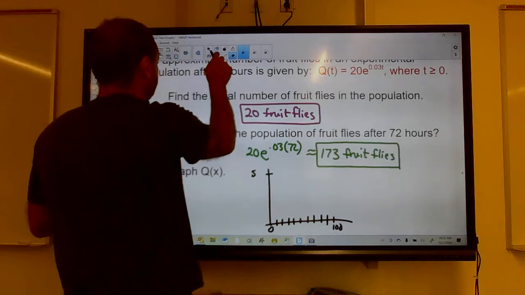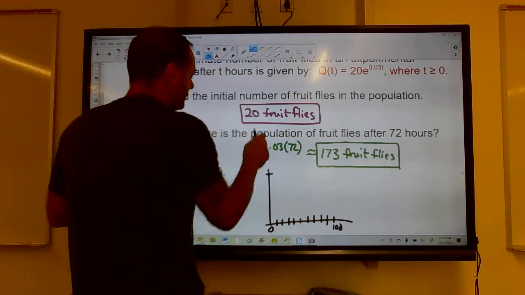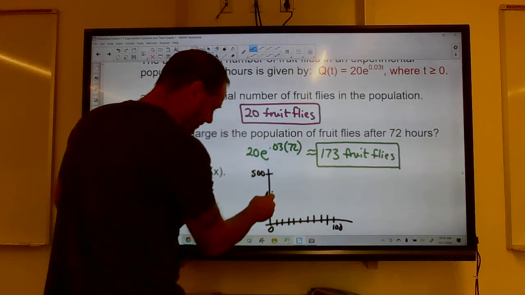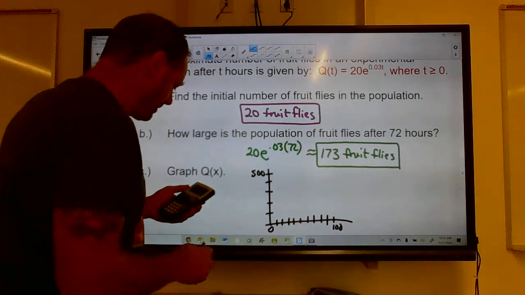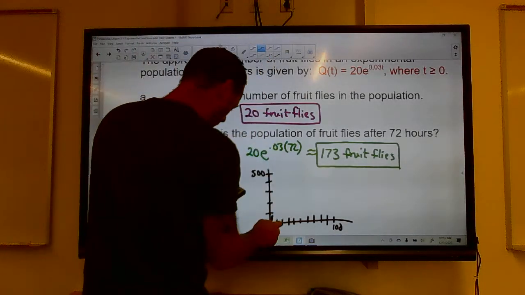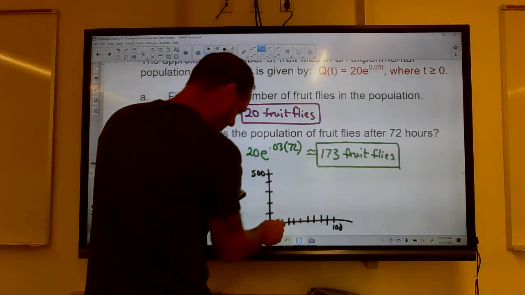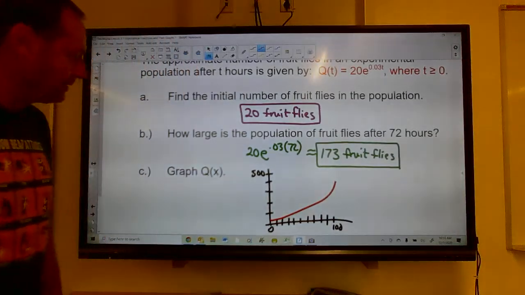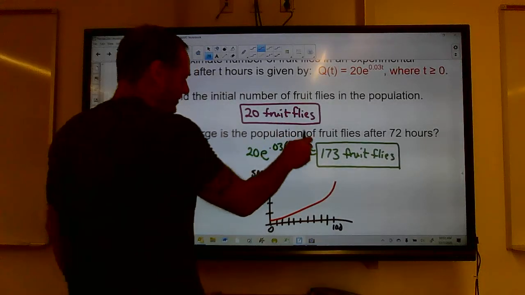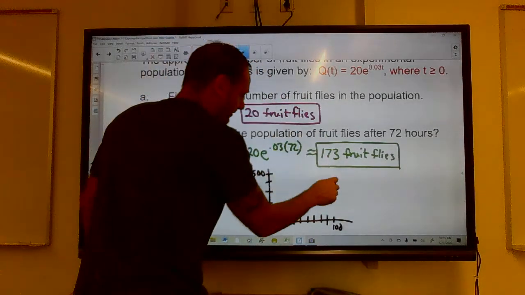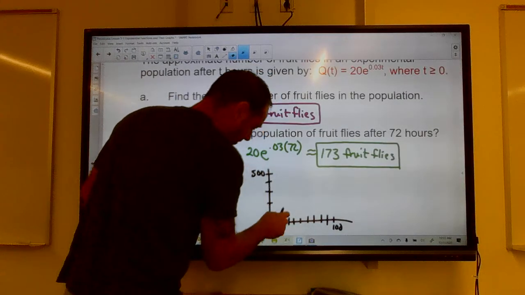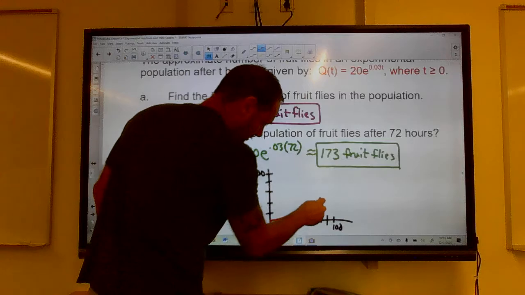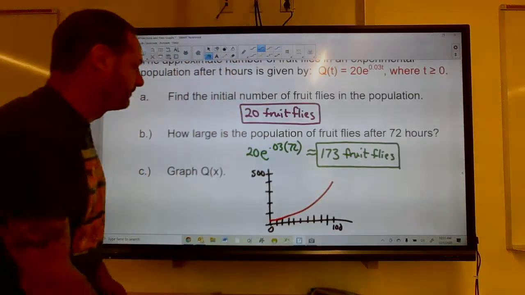Sometimes the hardest part is just figuring out what it is that you want to graph. So here's 100, 2, 3, 4, 500. And now this graph looks kind of like this. Okay? Should be a nice, it should be smoother than that. Not a very good graph. Looks more like that.